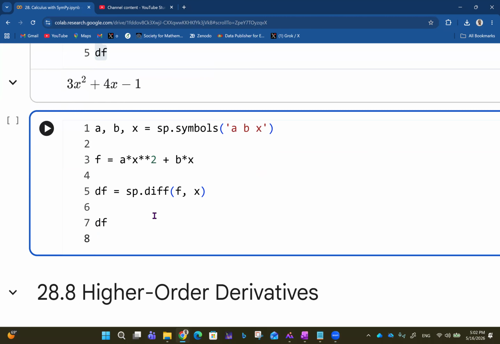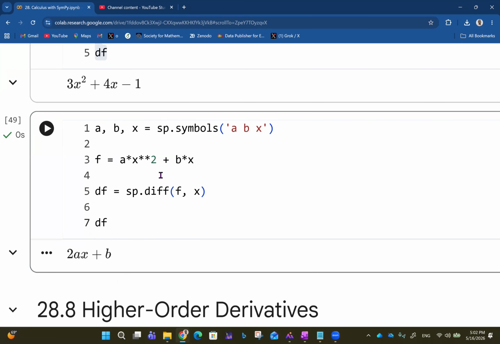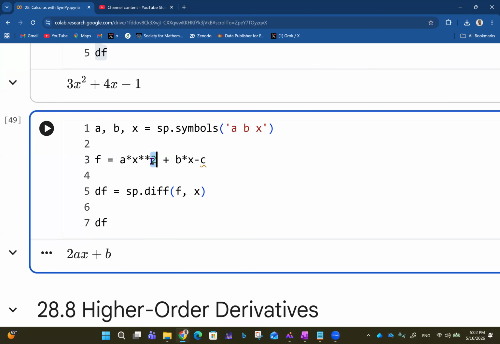We have ax squared plus bx. So we now want to differentiate that with respect to x. If we do that, we are going to get our result in terms of a and b. That's 2ax plus b when we differentiate this. So let's say now, minus c. Let me make this power 3.